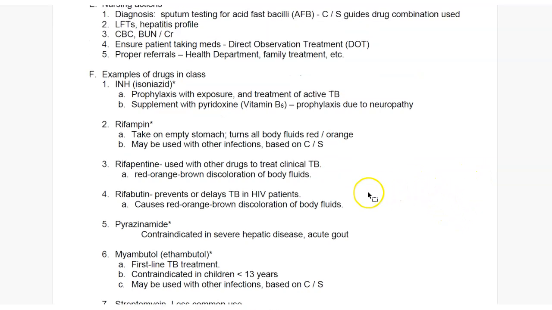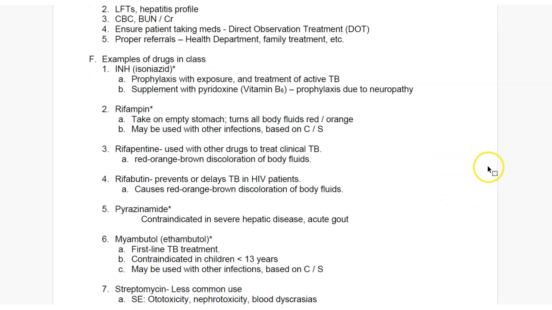So let's start with INH or isoniazid. INH is used as prophylaxis with exposure as well as treatment of active TB. So again, this is both a prophylaxis and treatment. And with this medication, it is very important to have an order for vitamin B6 supplementation. Again, this is to prevent the neuropathy that can potentially happen due to vitamin B6 deficiency secondary to this medication.